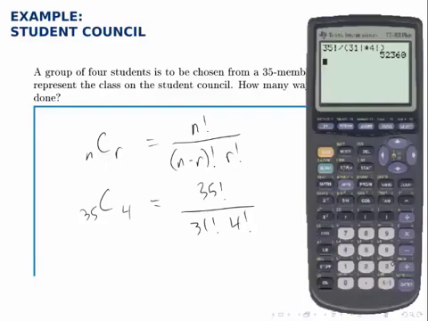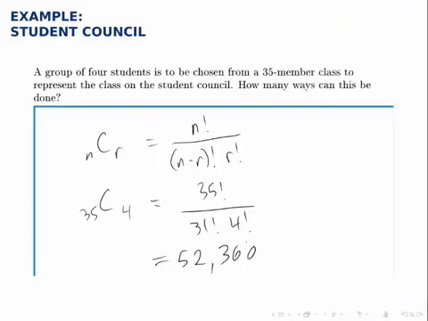The other way, of course, is to use the built-in combinations formula. So we type in n, 35, go to the math probability menu, and number 3 is NCR for combinations. So we type in n, then select NCR, and then type in whatever r is. In this case, it's 4, and we'll get the exact same answer, 52,360. So there are 52,360 ways to choose 4 items from a pool of 35 items.